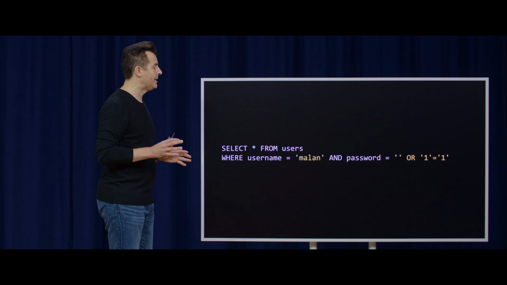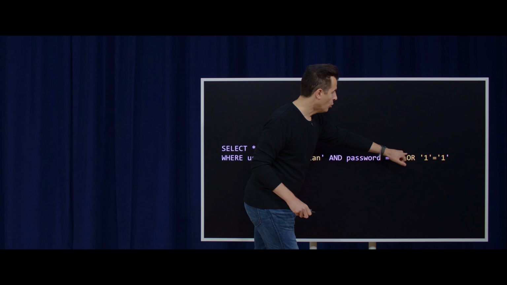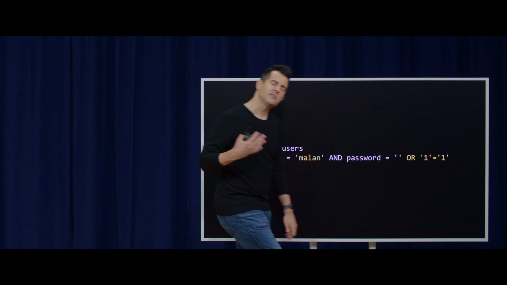So here again in yellow is exactly what the adversary has typed in. Malan, which may very well be a legitimate username, but then for the password in yellow, single quote or, single quote one, single quote equals, single quote one. And based on our previous example, you can perhaps see what's starting to go on here.